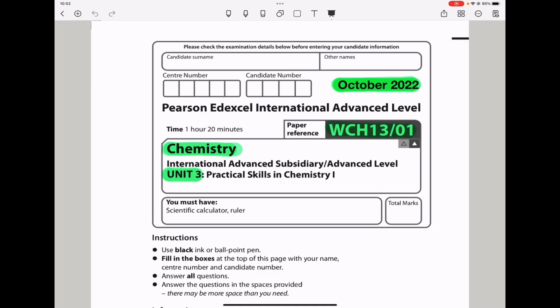Today we are doing the Pearson Edexcel International A-Level Chemistry Unit 3 for October 2022. Let us begin with the first question.